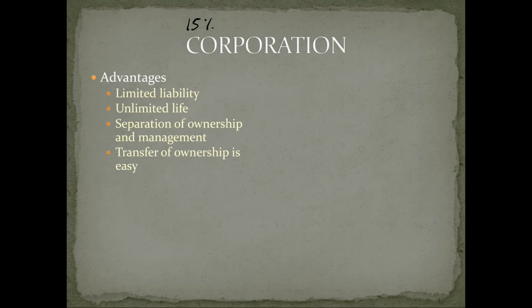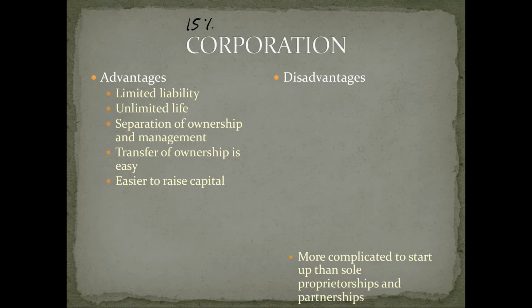Also, the transfer of ownership is easy due to financial markets. So if I want to sell one of my shares of a publicly traded company, this transfer of ownership is made easier by the financial markets, and we'll talk about financial markets later in today's discussion. And as a result of these financial markets, it is easier to raise capital for these companies, whether it be in the form of new equity shares or in the form of debt by issuing bonds or other debt obligations. Disadvantages.